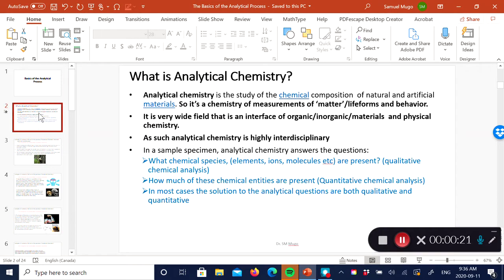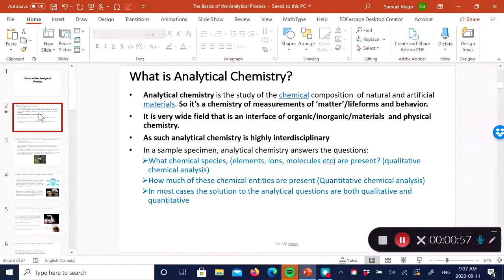So what is analytical chemistry? Analytical chemistry is the study of the chemical composition of materials. And materials can be nature's materials, they can be organic, or they can be artificial materials that are man-made. And so analytical chemistry is the chemistry of measurement, generally of matter and its life forms, or the behavior of those life forms.